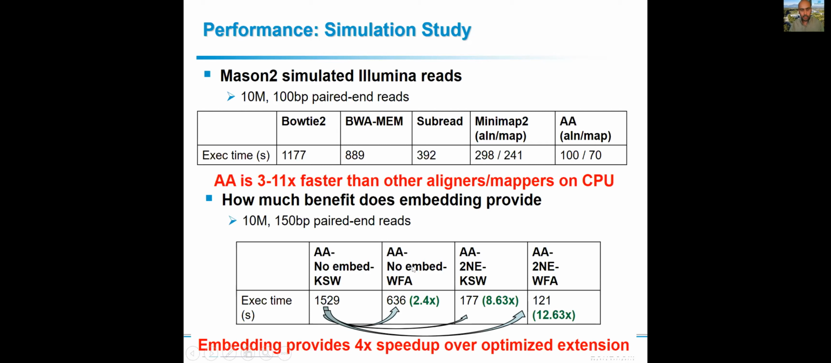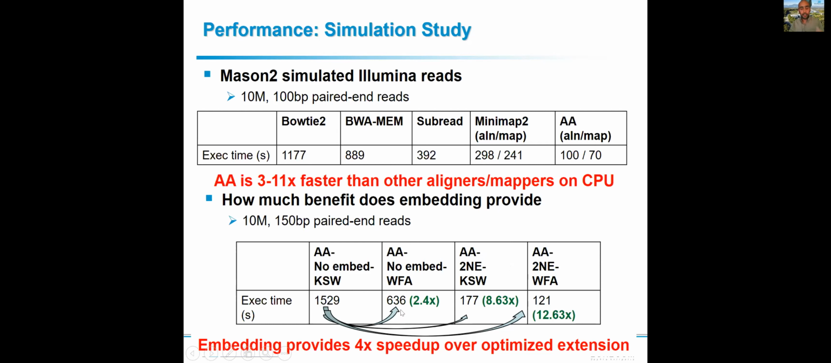The second column shows you replacing KSW with the wavefront aligner, which is a very new alignment algorithm that has been designed, which is substantially faster than what was implemented in KSW. The third column shows you Accel-Align with embedding and KSW, and the fourth column shows you Accel-Align with embedding and WFA. The key takeaway here that I want you to note is that replacing KSW with WFA gives you a 2.4x improvement in performance.